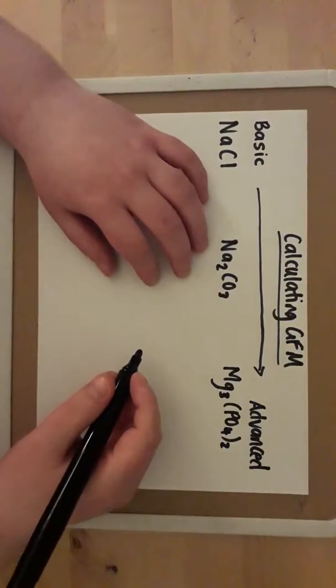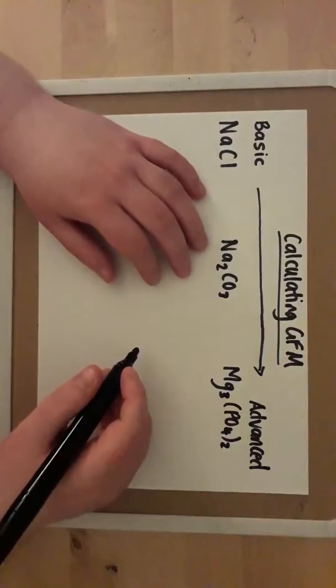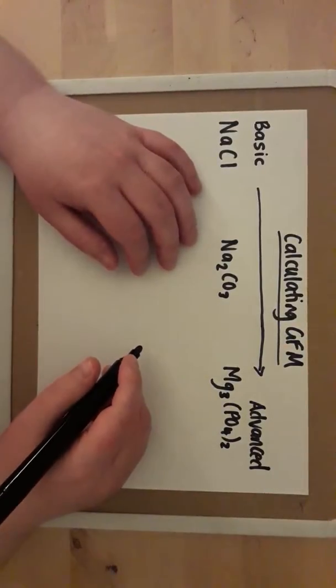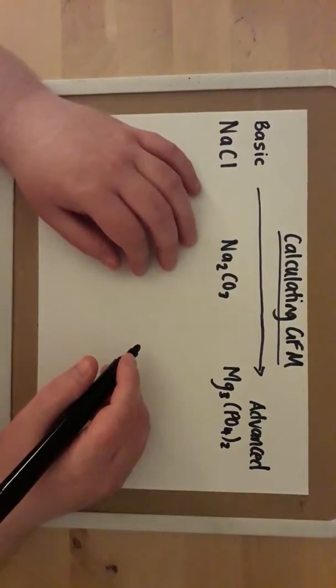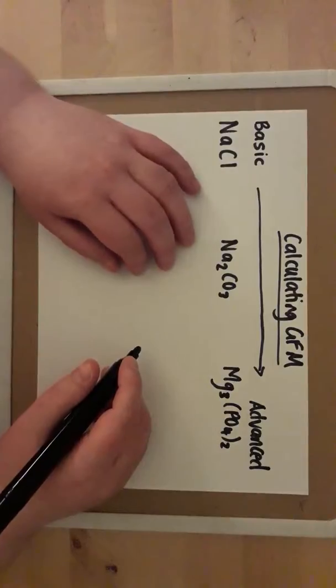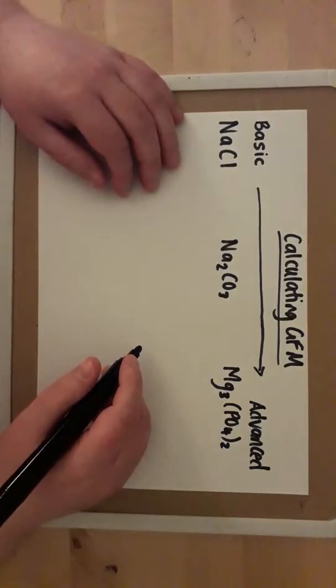This is a video on calculating gram formula mass. This is sometimes just known as formula mass. In order to do this calculation, you'll need to find the relative atomic masses of each atom, which you will find on page 7 of the data book if you live in Scotland. That's an SQA data booklet.